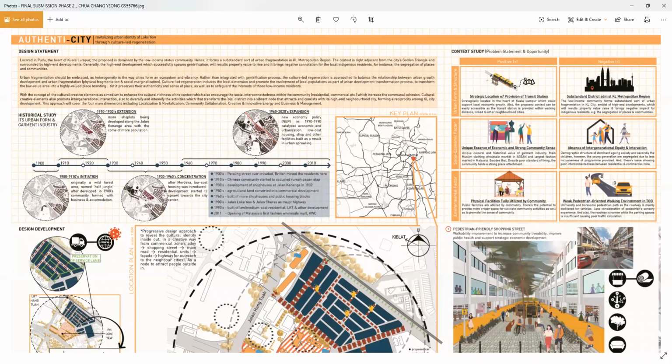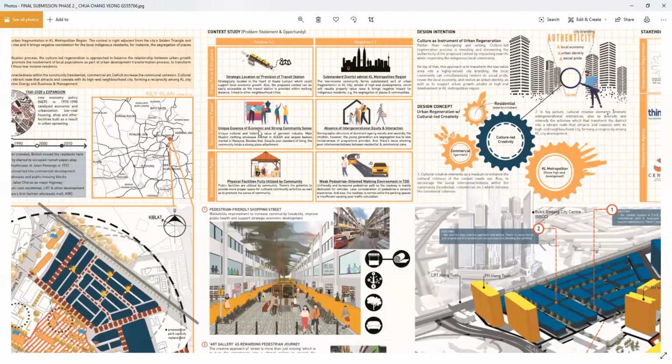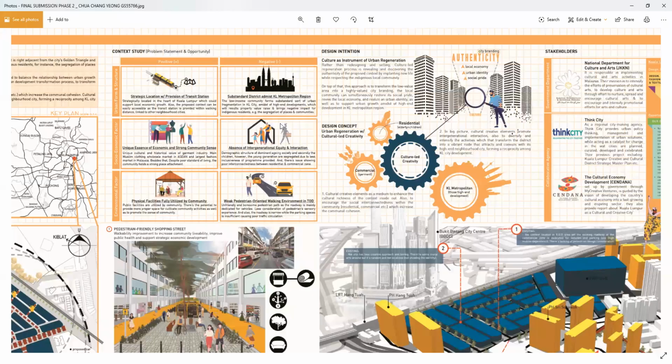And finally, the expansion of urbanization means more low-cost housing, shops, transit stations, and shopping malls were built, resulting in urban sprawl. So as we can see, the development of the site is very quick, especially the garment industry, which is so strong and significant from the 20th century until today. Now we move into the context studies.